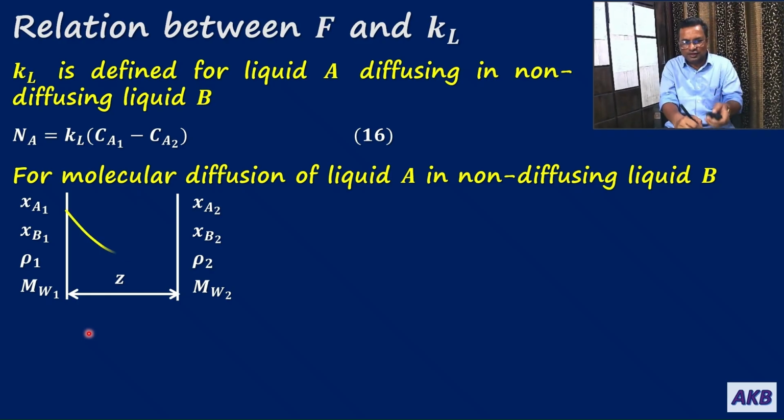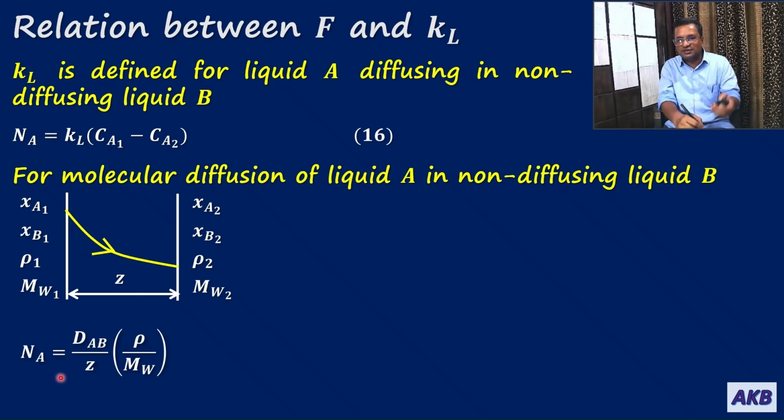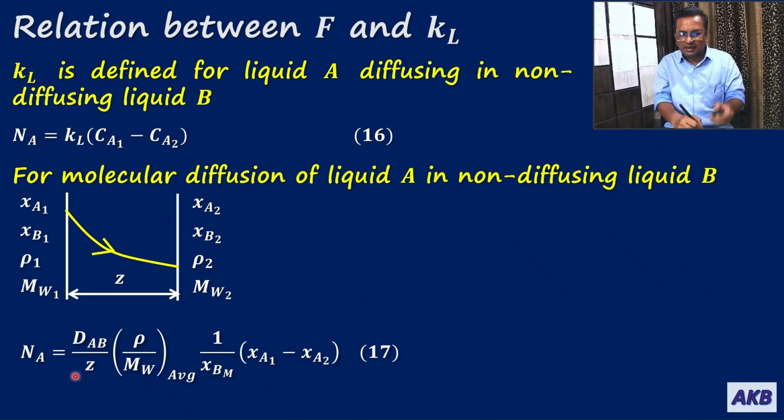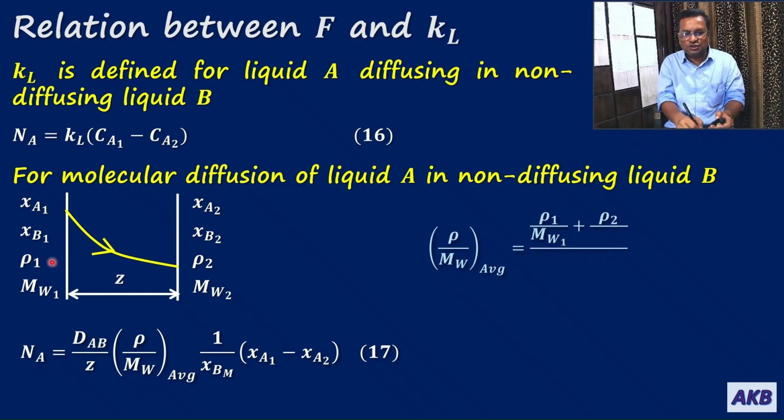So again, the equation for molar flux of A diffusing from this plane to this plane was derived. I had derived it in my discussion on molecular diffusion through liquids. I am taking that equation directly in the discussion. So the equation is Na is equal to DAB upon Z into rho upon MW average into 1 upon XBM, into XA1 minus XA2. I am calling it equation 17. In equation 17, rho upon MW average is the average of the ratio rho upon MW at the two planes.